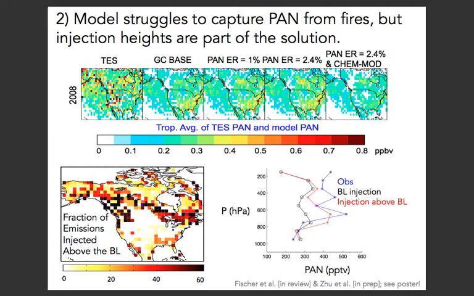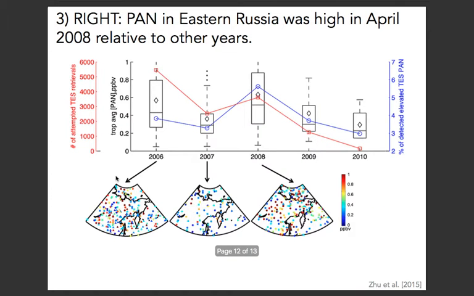So I'm really excited about that. So that's definitely a wrong. I think fires and PAN is a wrong in the model, and I think this will finally make some improvements that I'll be happy with. And so the third one is a right.